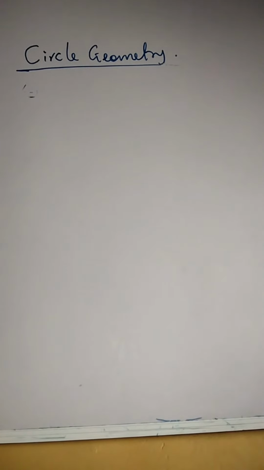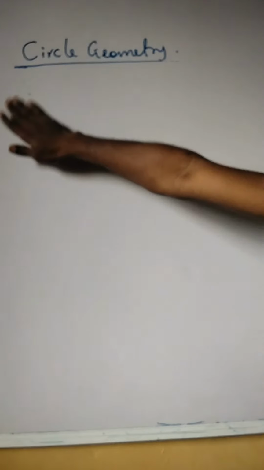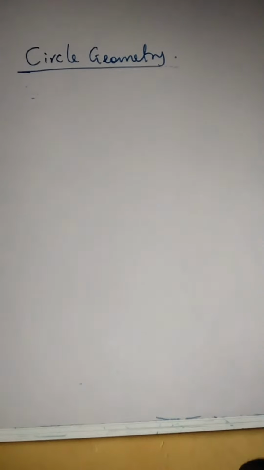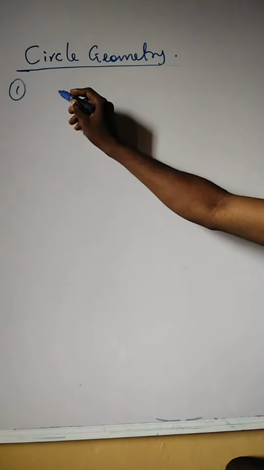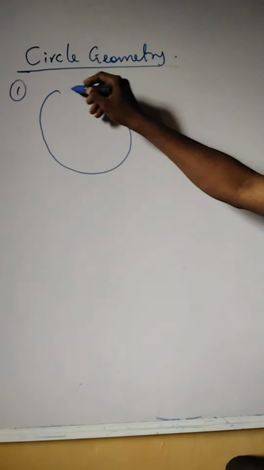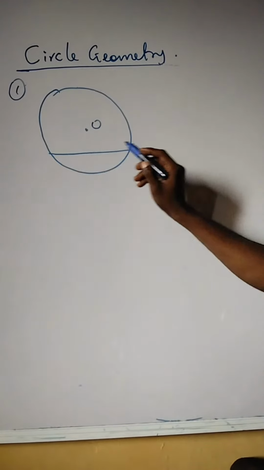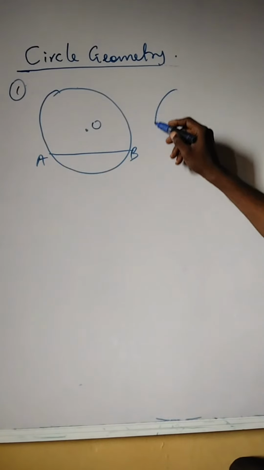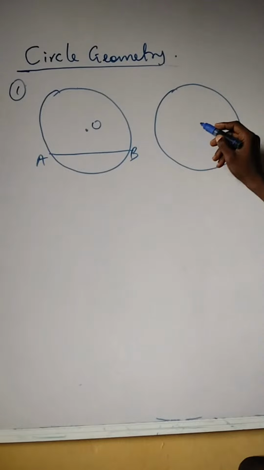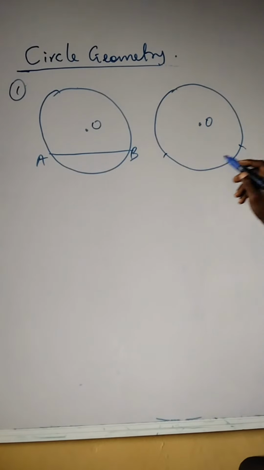We should have the understanding that a chord or an arc can subtend an angle at the center of a circle. So number one, we have a circle with center O with a chord, and label it as AB, or it might be an arc. You have a circle with center O with an arc AB.